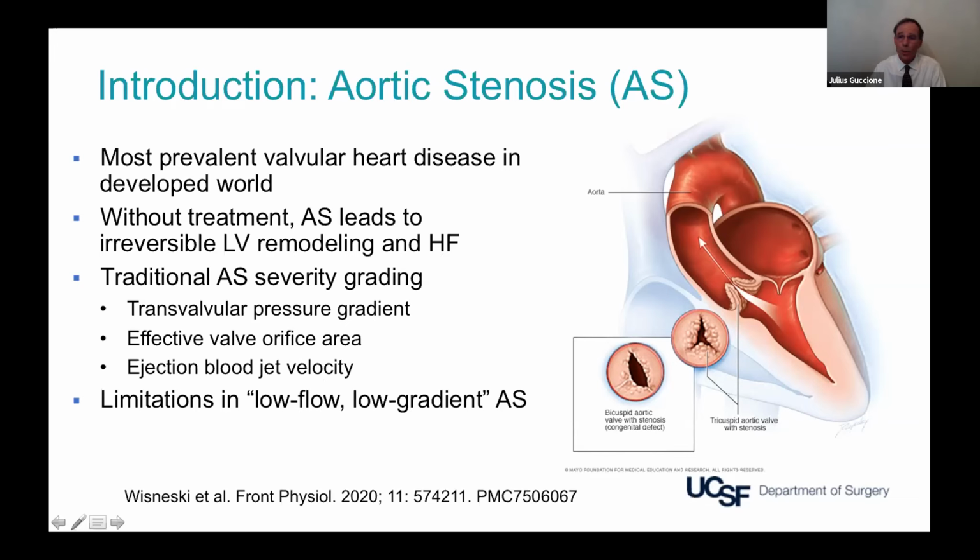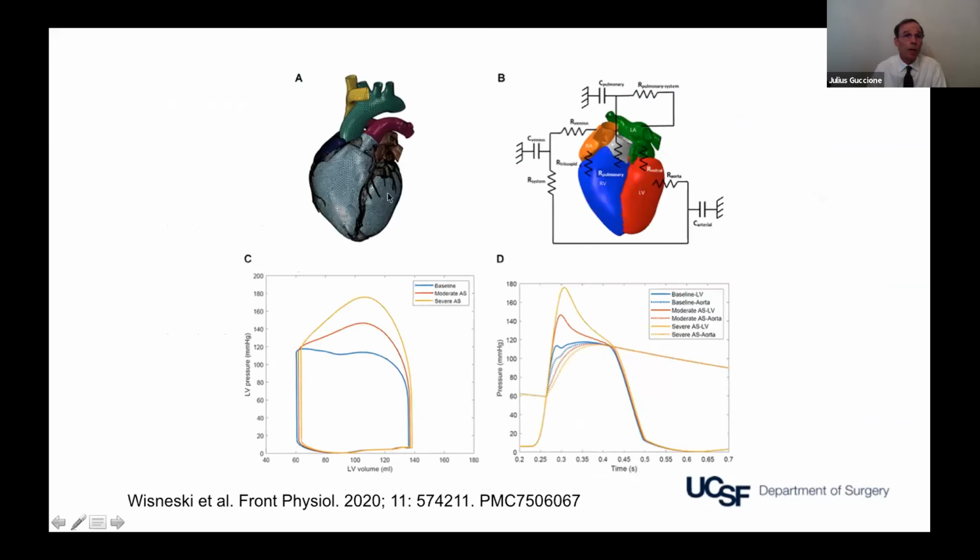So Andrew's using a whole human heart model, and adjusting the resistance in the 1D model of the aortic flow to cause, here we have the normal left ventricle, moderate aortic stenosis, and severe aortic stenosis. This is pressure volume loops, and on the right, we have pressure versus time. The dashed curves are the pressures inside the aorta, and the difference between left ventricular pressure and aortic pressure is the gradient.